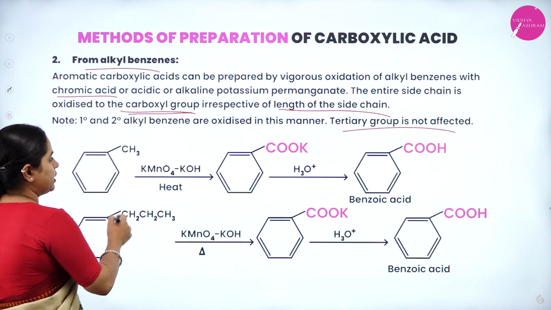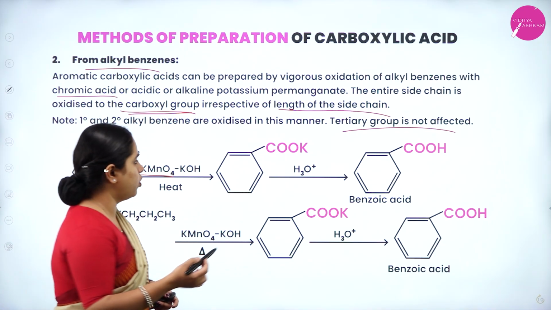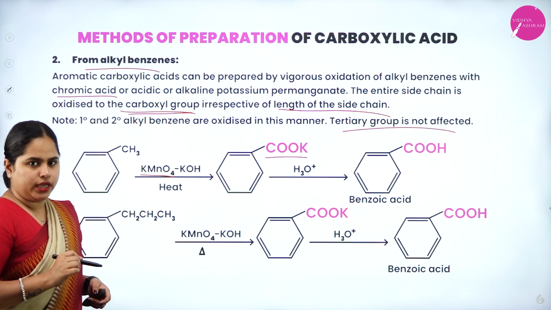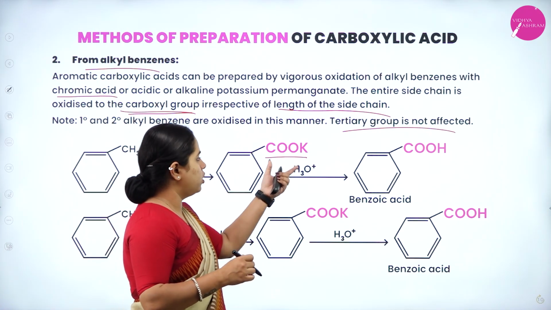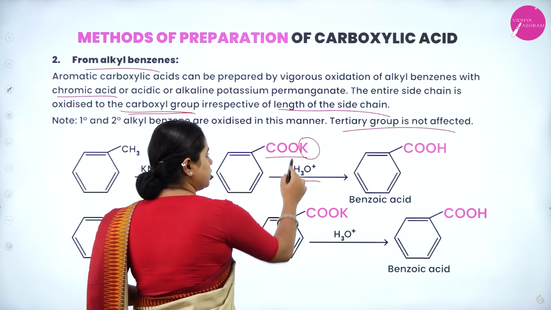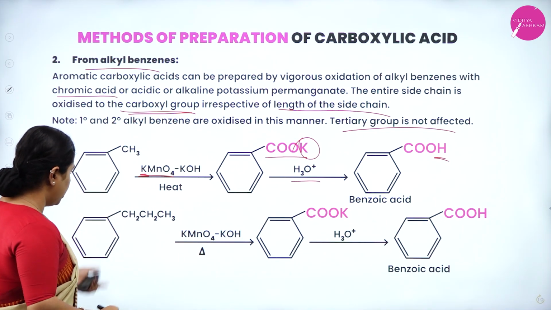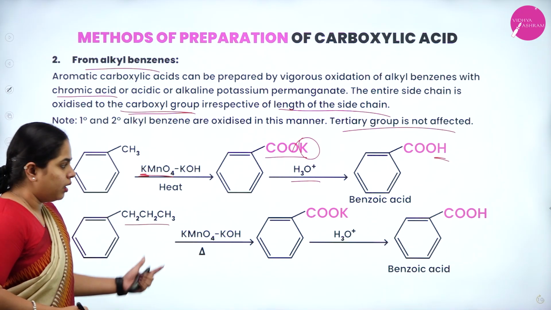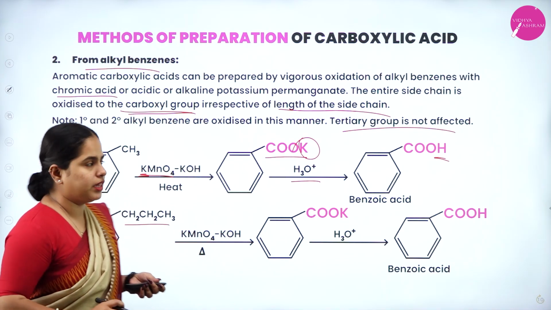So let's take the first one, that is methyl benzene in the presence of KMnO4 or chromium trioxide. What is going to happen? First you will get the potassium salt of benzoic acid, since from KMnO4 you have the K. The salt of the benzoic acid will be formed, which undergoes hydrolysis and H will be added here. You will get the H here, that is benzoic acid. Here also we have just changed the alkyl group, that is propyl we have taken, but we are getting the same product. Clear? So that is one important part in this method of preparation.